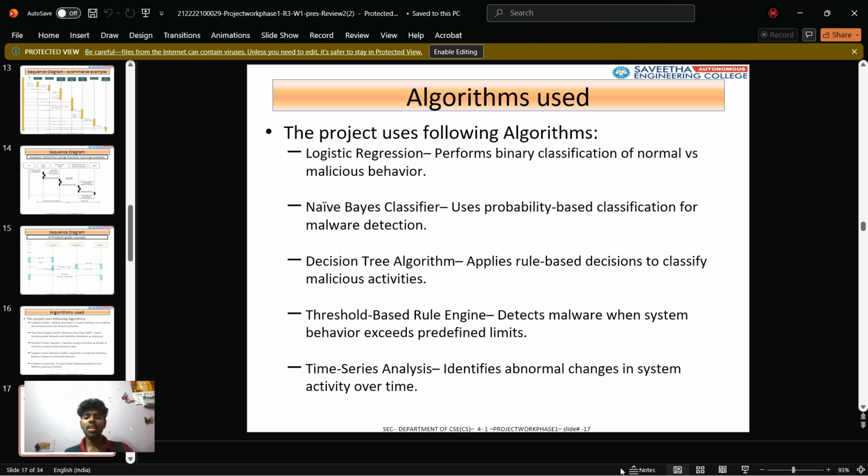So it will immediately detect it, and then it makes the classification in a more predefined way, and it triggers the alarm for that.